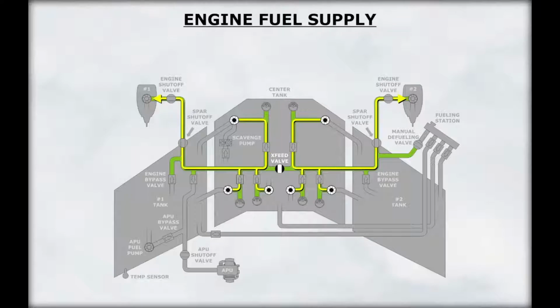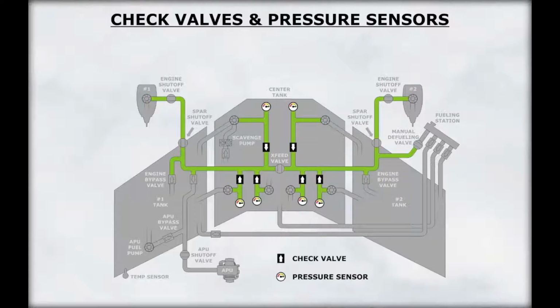Fuel is supplied to a common manifold which is divided into the left and right side by a fuel crossfeed valve. Check valves prevent the backflow of fuel into a particular pump and the transfer of fuel between the tanks. A pressure sensor, located prior to each check valve, monitors the pressure output of each pump.